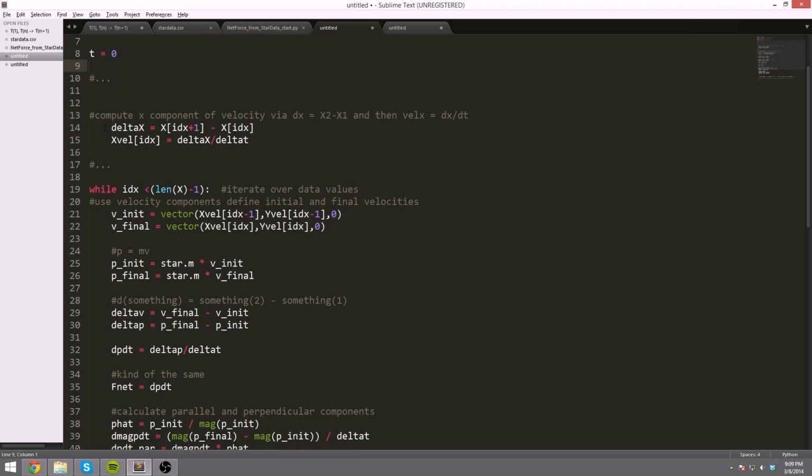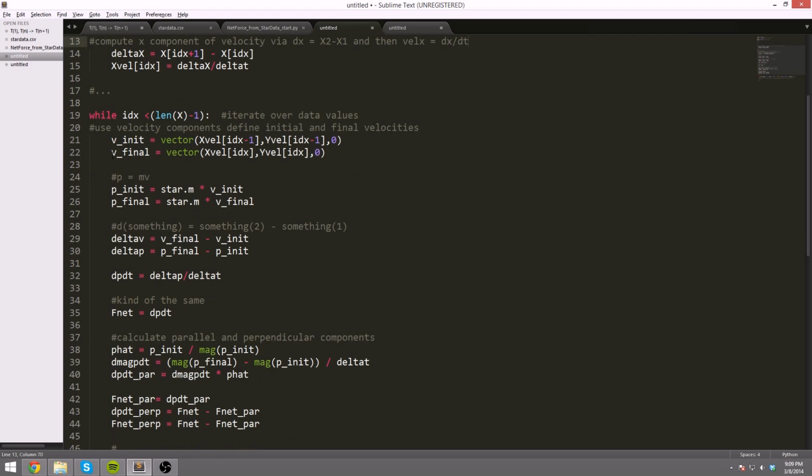Okay, so then we compute x and y velocities. We did this for y velocity as well, just using dx equals x2 minus x1, and then velocity of x equals dx over dt. Same thing for y. Okay, so v initial and v final are vectors. Basically, v initial is the velocity at the previous second, and we make a vector of that, and then v final is the velocity at the current second or the current day.